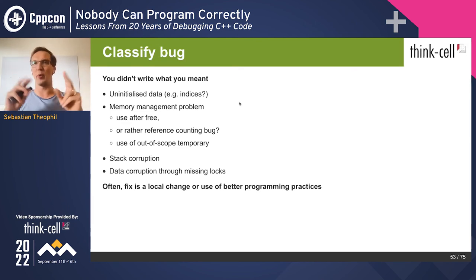The first one is a small bug. You didn't quite write what you meant to write. So maybe you forgot to initialize some data. Maybe you didn't use the best programming techniques. You have a memory management problem. You use an out of scope temporary, or you overwrote some data by accident. Or you got your logs wrong, like I did. So often in those cases, the fix can be a local change. You clean that up and use some better programming practices maybe, and then your program works again.